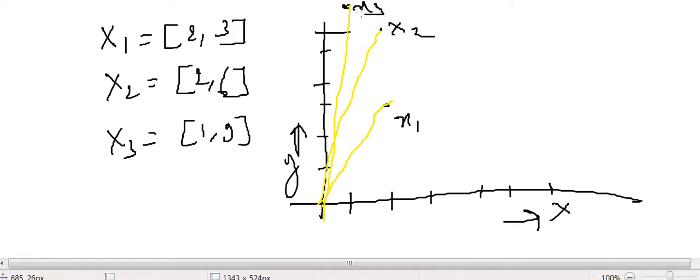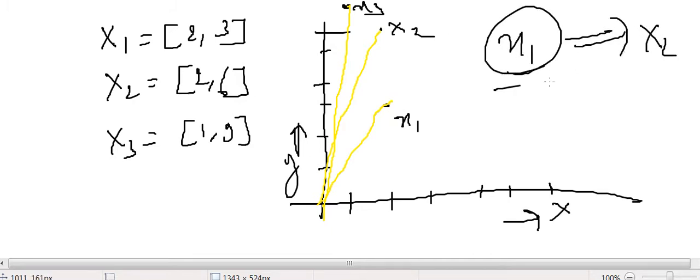Suppose you have to calculate the similarity between the x1 vector, x2 and x3. After drawing these vectors, you can usually see that x1 is more similar to x2. You can just see this graph and say x1 is more similar to x2. So how can you calculate this using math? You just have to calculate the angle between x1 and x2. Suppose this is theta 1.